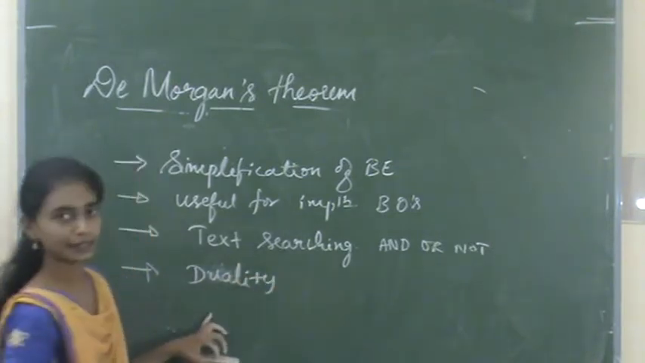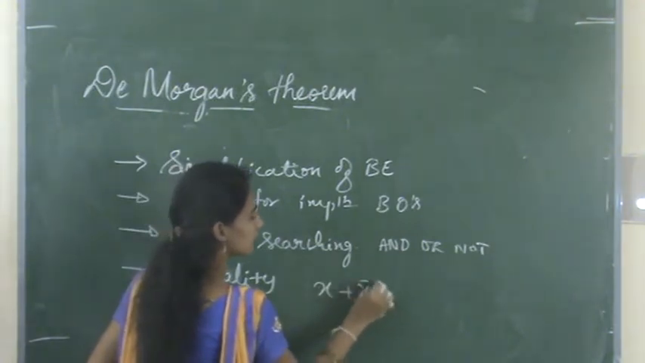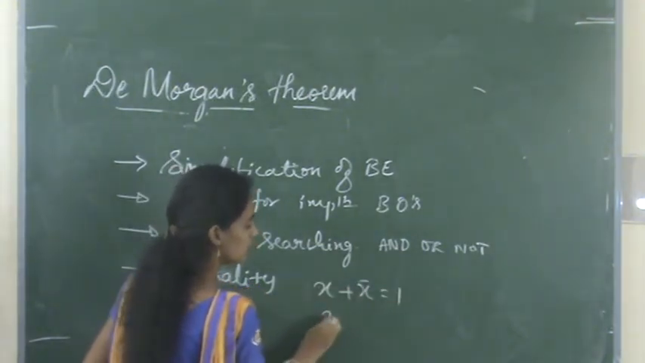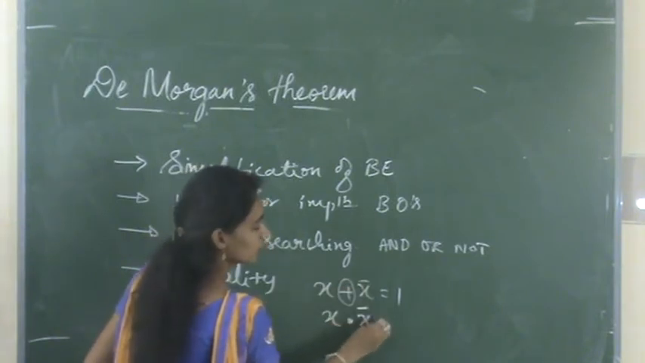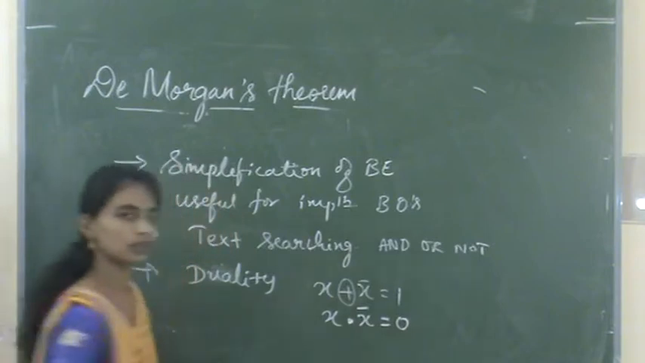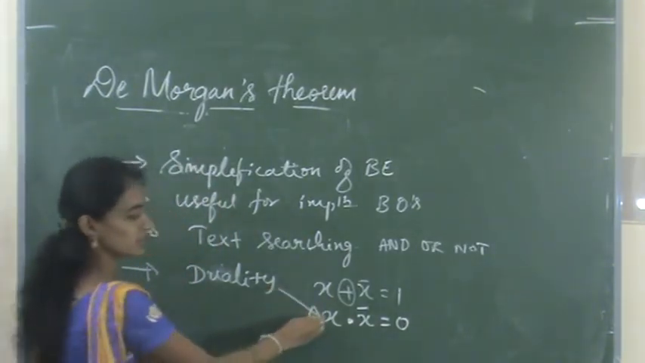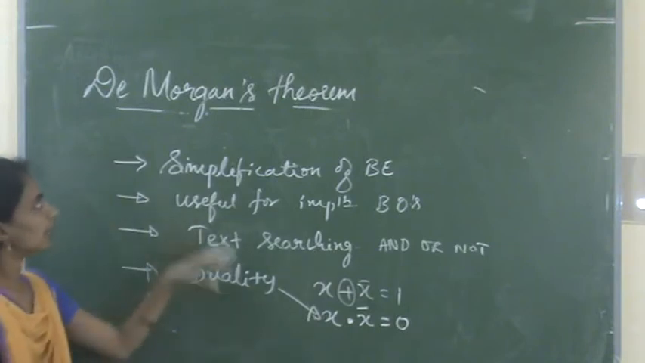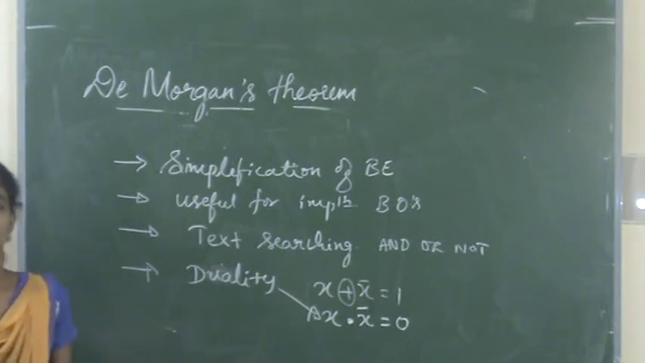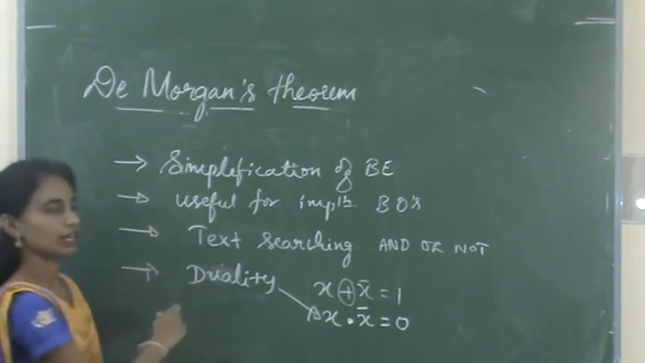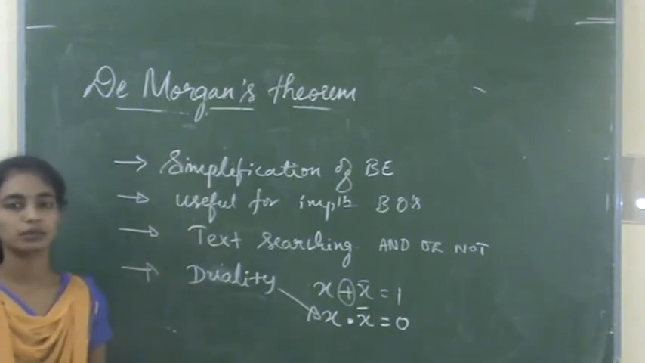So we know the duality property, right? If we are using x plus x bar is equal to 1, we change the plus into AND, and 1 is replaced by 0. So this is the duality principle, right? This De Morgan's theorem helps in duality. So performing OR is an example for duality. This De Morgan's theorem is an example for mathematical duality.